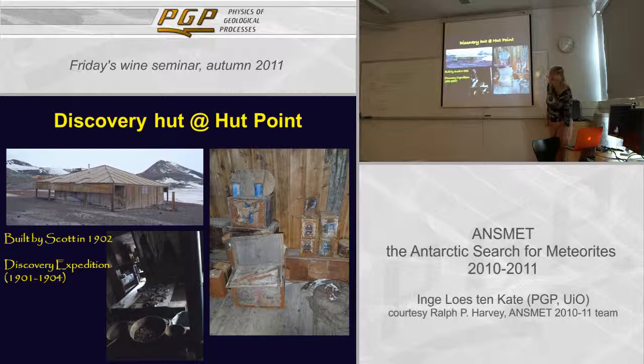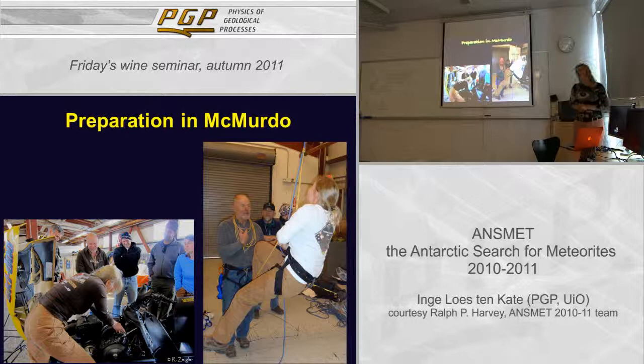So then in McMurdo, we spent about 10 days preparing. One of the things we had to do was learn how to operate and fix our skidoos, because most of our search was done on skidoos. So we had to figure out how to clean them. For example, every night when we came back, we had to make sure all the snow was gone. We had to cover the skidoos up, and we had to perform a couple of checks to make sure that everything was still working.